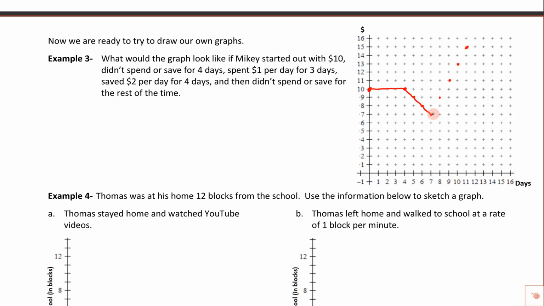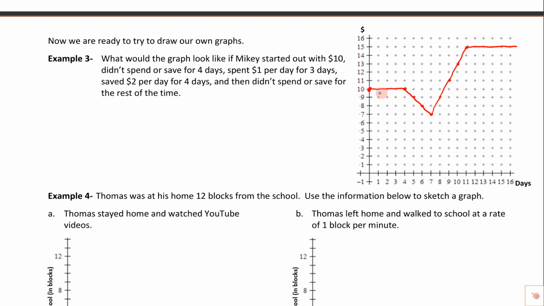So he had gone down to $7, but then he saved $2, saved $2, saved $2, saved $2 a day there. And then it says he didn't save or spend for the rest of the time. Well, if he didn't save or spend, it's not going to go up or down, so it's going to look like that. So kind of a weird flat and then V-shaped graph here. But notice that he ends up with more money than he started with. So if we can draw that type of graph from a description, and that's kind of a funky one.